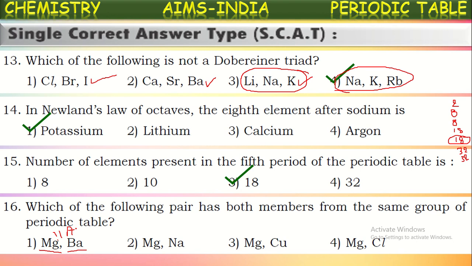If you observe the next pair, magnesium belongs to the second group, sodium belongs to group 1A elements. So it is not correct. If you see magnesium and copper, magnesium belongs to the second group, whereas copper is a group 1B element. So not belonging to the same group. Even magnesium and chlorine: magnesium is a group 2A element, whereas chlorine is a group 7A element. So the only correct answer is magnesium and barium.